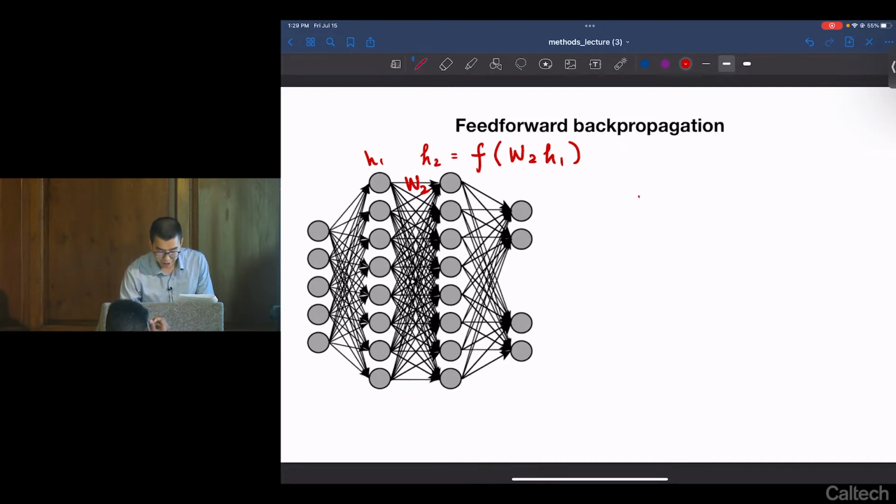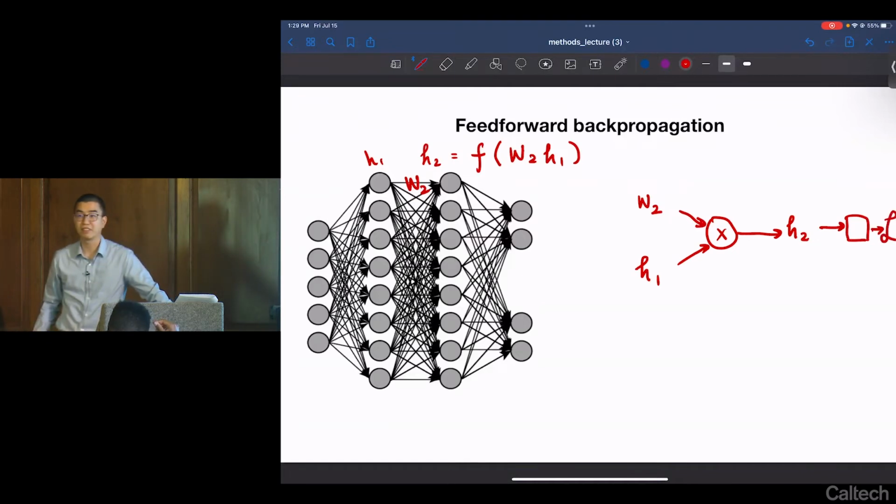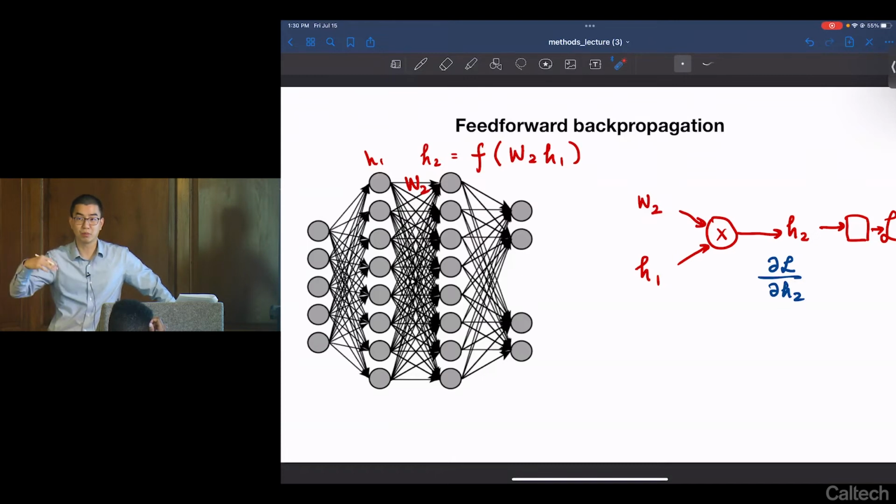I have W2, and it multiplies H1, and that gives me an H2. And eventually, this thing is connected to something that calculates my loss function L. And I'm eventually going to have a gradient dL/dH2. And that's the gradient at this point. And I want to backpropagate it to W2, so I know how to change W2 to make the loss smaller.